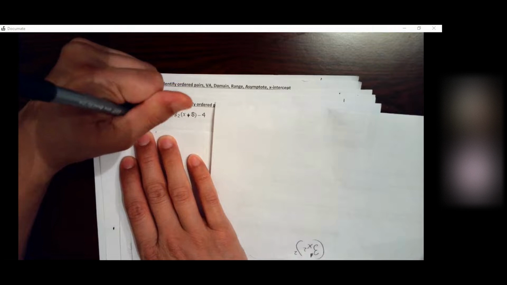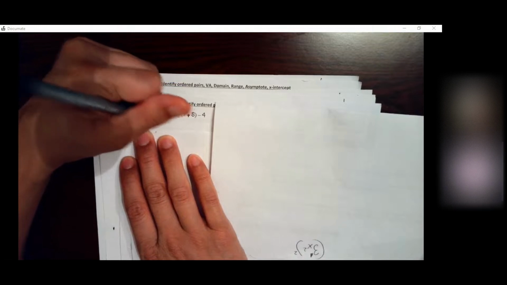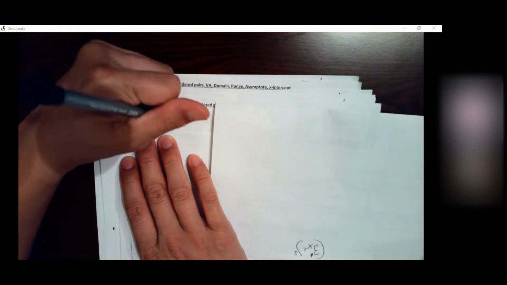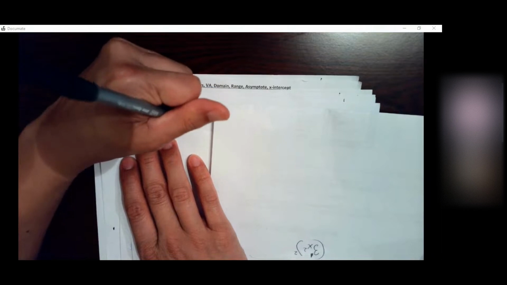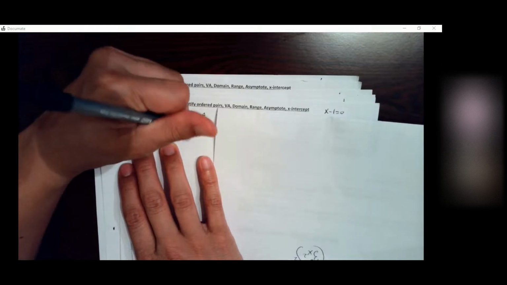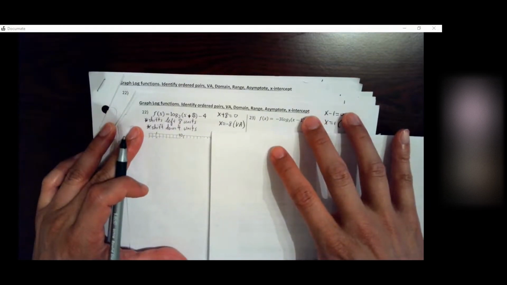Shifts down by 4. And our vertical asymptote is -8. Okay. So what's the property stuff again? Right. So here are the properties.